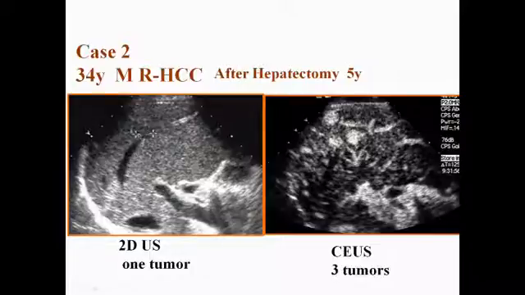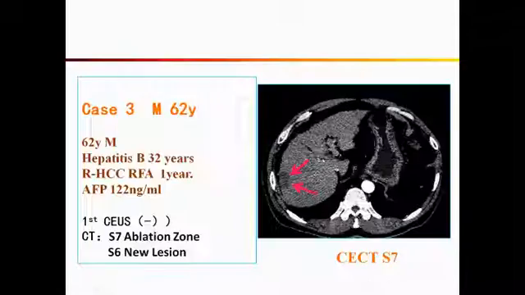Another case: you can see the left picture, and here we can see only one tumor in 2D ultrasound, but by using contrast ultrasound, we can see 3 tumors here. So we can treat the 3 tumors at the same time. If you use just 2D, you will miss 2 tumors. It's not good for the patients.